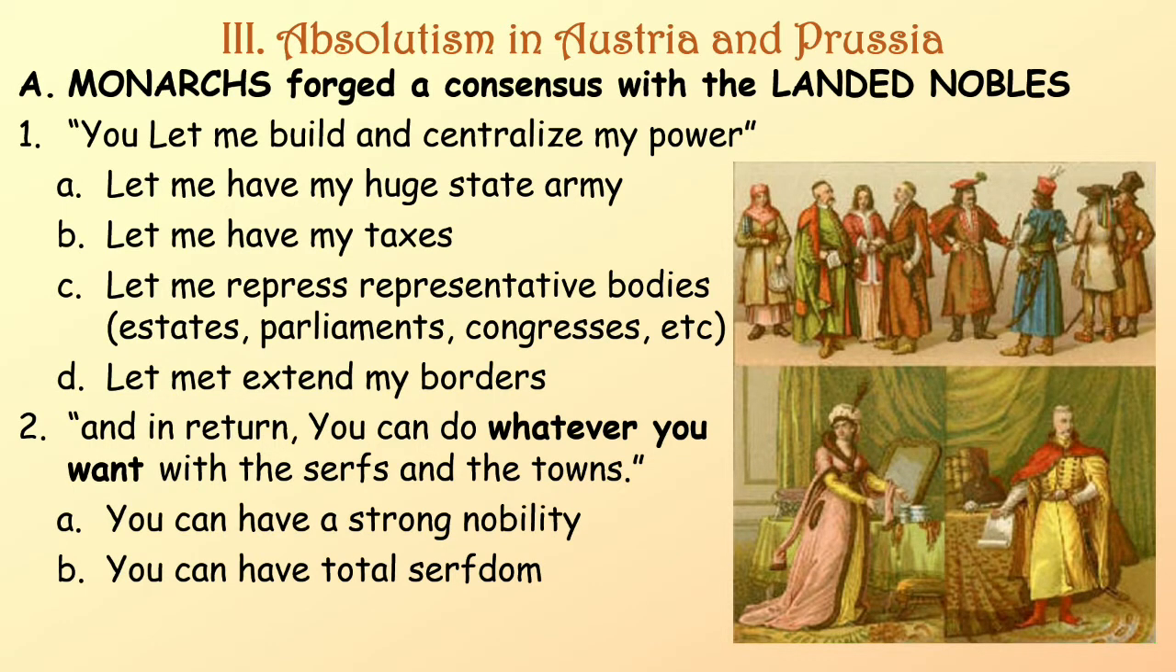Monarchs forged a consensus with their landed nobles. They said basically, let me build and centralize my power. Let me have my huge state army. Let me have my taxes. Let me repress representative bodies, the estates or the parliaments or the congresses, etc. Let me extend my borders, and in return, you can do whatever you want with the serfs and the towns. You can have a strong nobility, and you can have total serfdom.